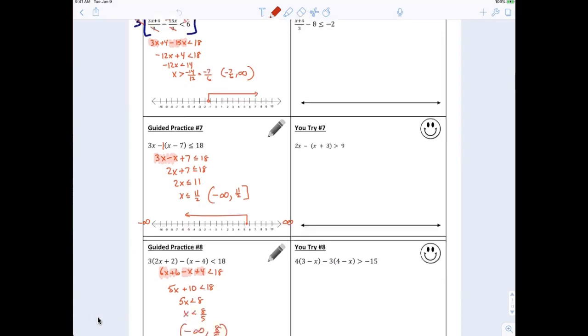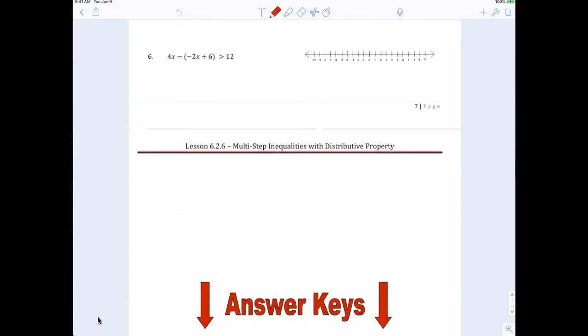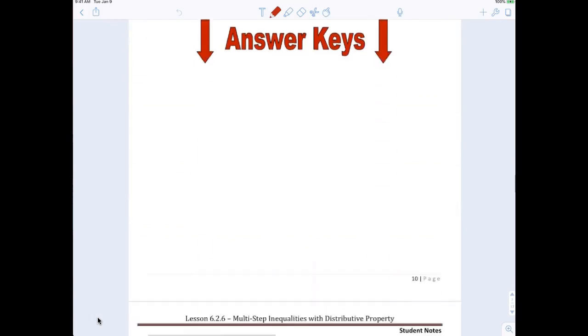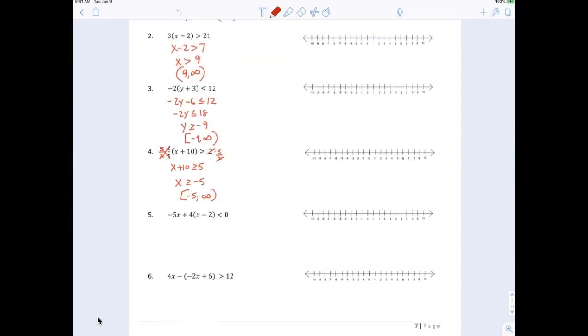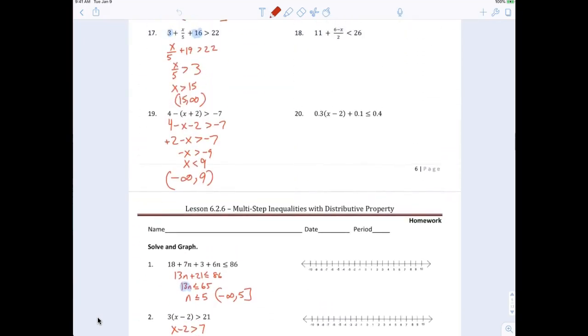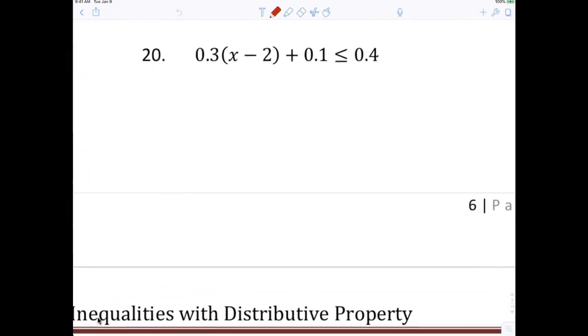What about the decimal problem at the very end? Let's do that one. I think it was 20. Yeah, here we go. I get that one. All right, so everybody take a look at 20 for a quick second.